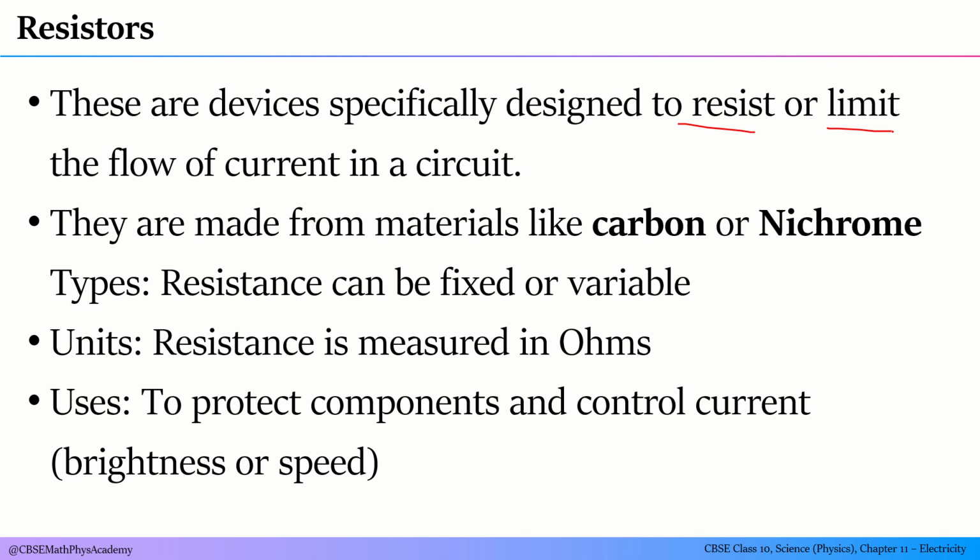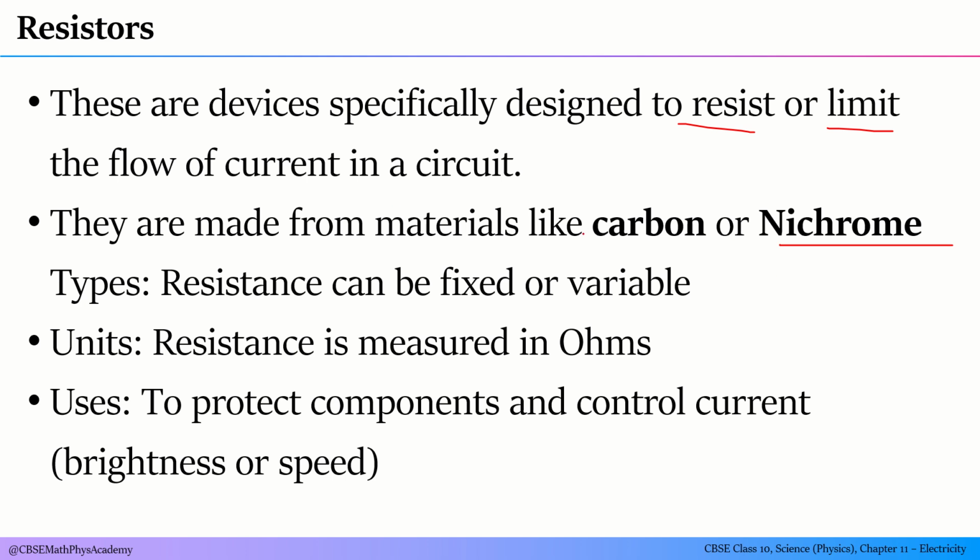Say, for example, this is just a very crude example. You need to reduce the current. Say in the circuit there is 10 amperes, and only to a particular component you want 8 amperes. So you add a resistor so that it reduces 2 amperes of current. It limits. Nichrome is one example.